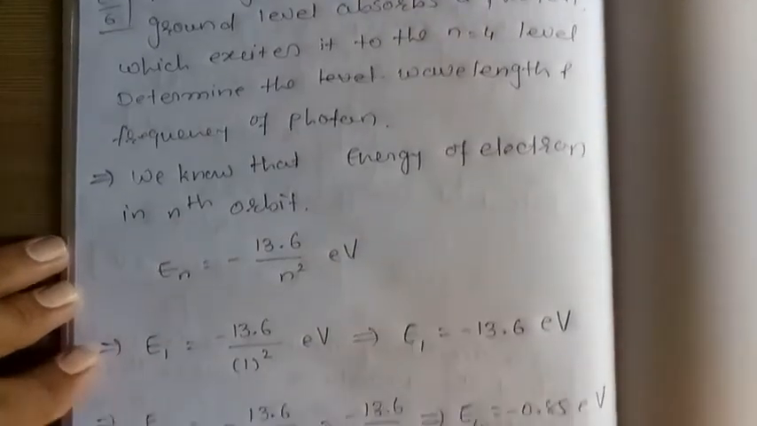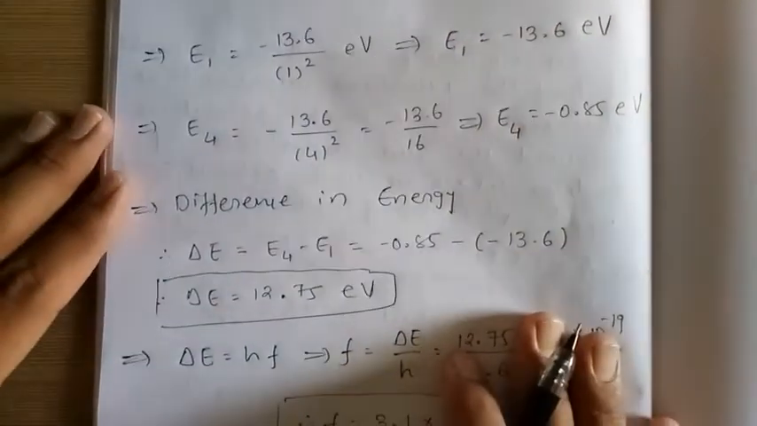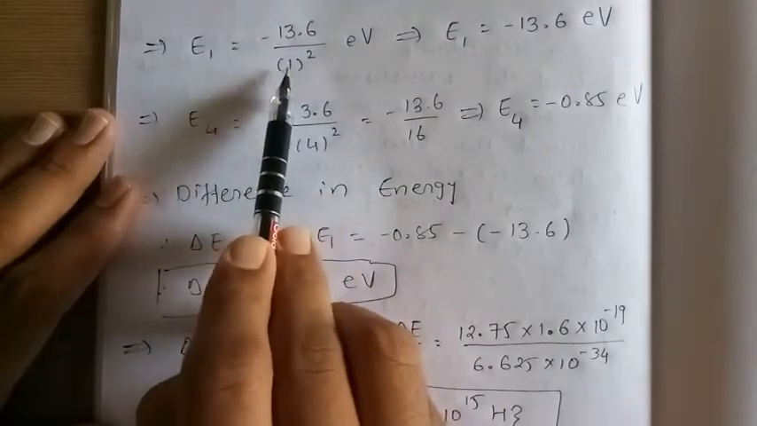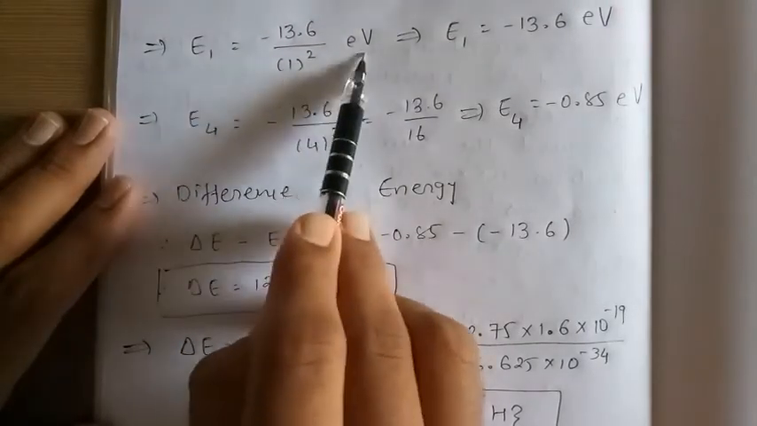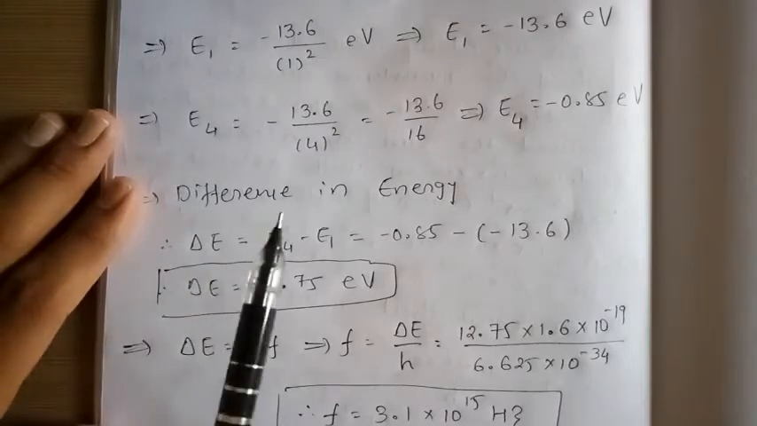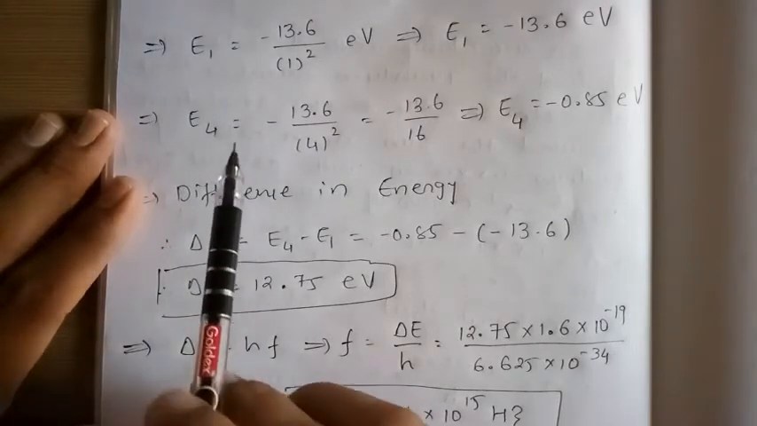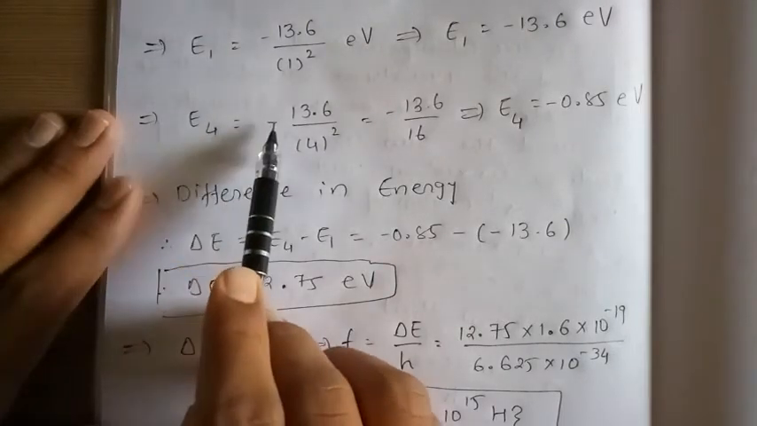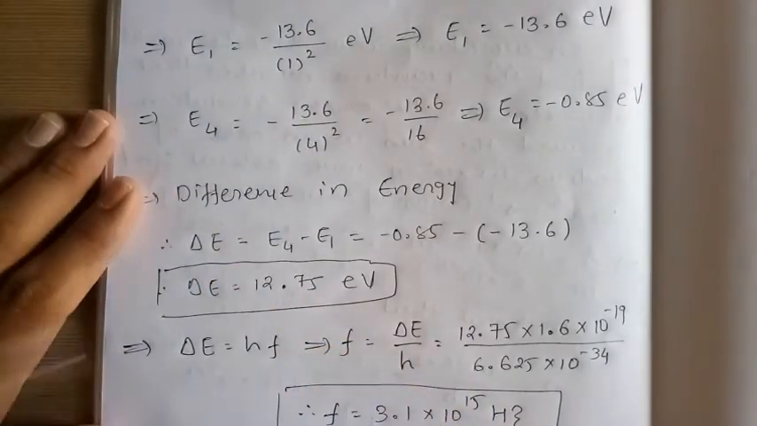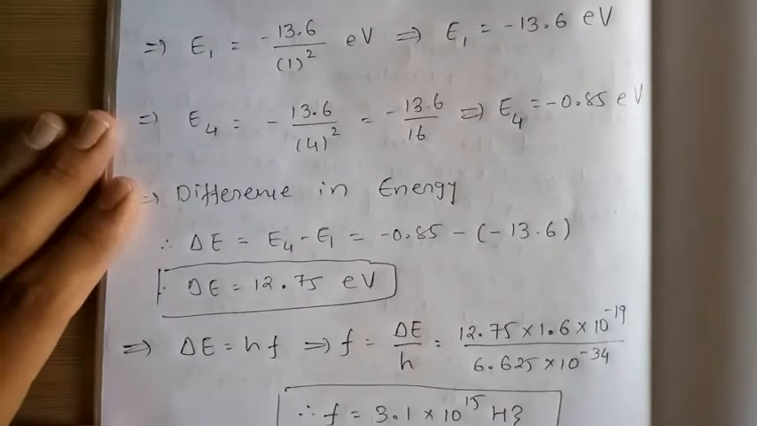So for n equals 1, E1 is equal to minus 13.6 upon n square, that means 1 whole square eV. So energy is minus 13.6 eV. Now for n equals 4, we have to put the value of n equals 4. So E4 is equal to minus 13.6 upon 4 square. So we get E4 is equal to minus 0.85.